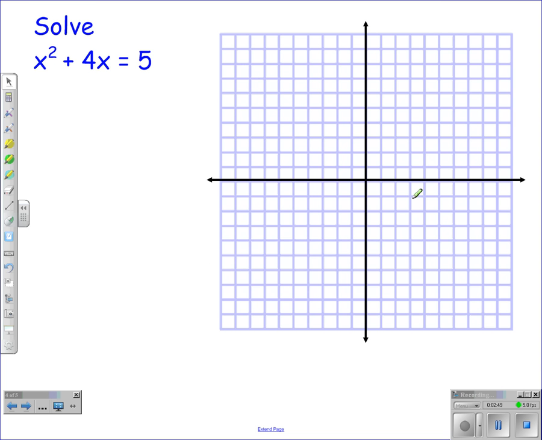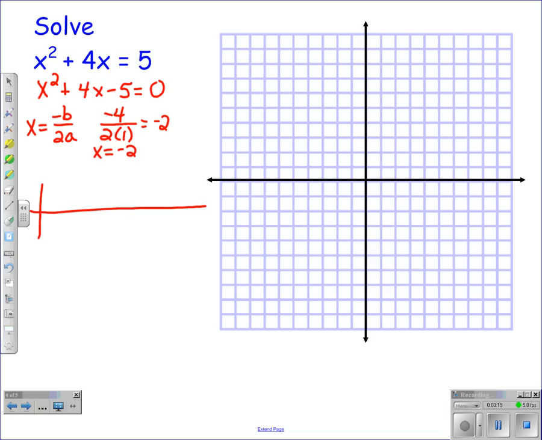Let's start out in solving this equation. The first thing we need to do is get it in standard form. That means that we pull that 5 over to the left-hand side, and we will have minus 5 equals 0. We have to find the x-coordinate of the vertex. Remember, that's negative b over 2a. So we will have a negative 4 over 2 times 1, which gives us a negative 2. So we know x equals negative 2.